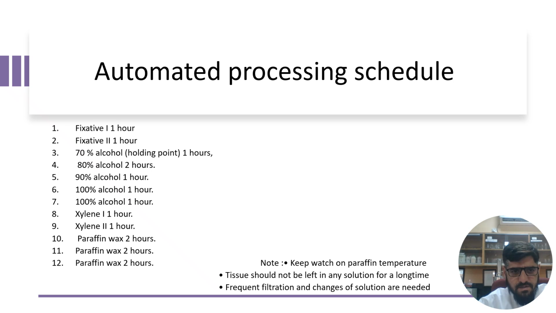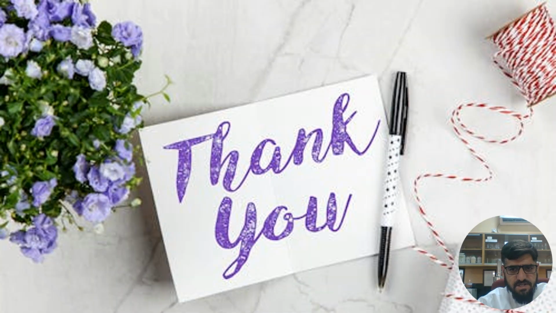placed in molten wax, that may be paraffin wax, for 2 hours in one jar, 2 hours in another jar, and 2 hours in another jar, and then the temperature is lowered. This whole process is known as impregnation. So this is all about tissue processing, and next we will continue with the cutting of the tissue, that is known as microtomy.